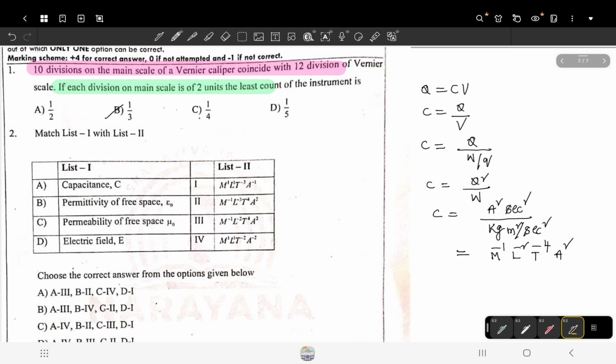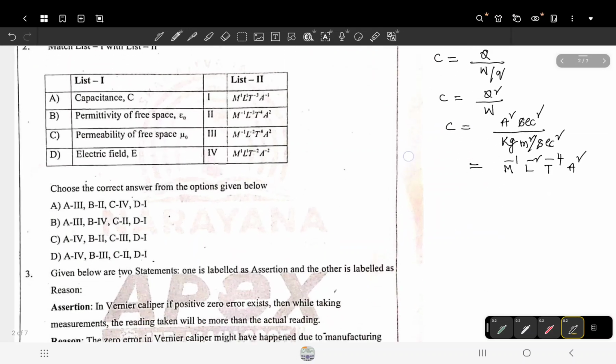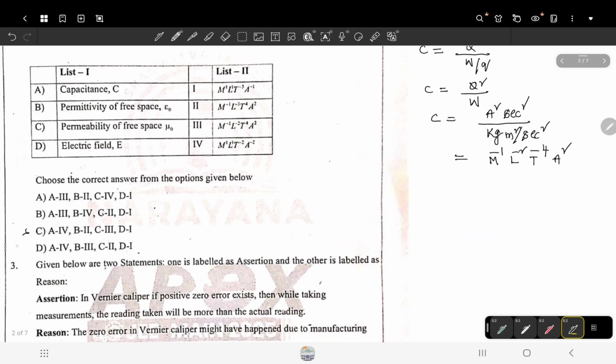M power minus 1, L power minus 2, T power minus 4, and a square. So therefore for the capacitance, that might be the third option. So that is a 3. So we have A3, which means we can eliminate the fourth option and the third option. So we have to go for either A3, or A, or B.